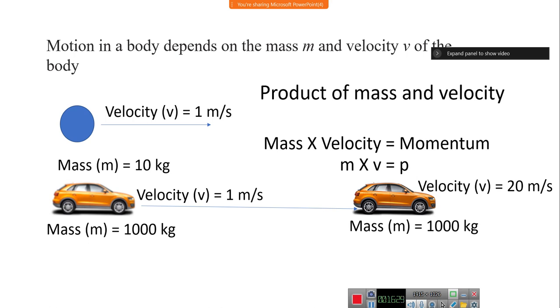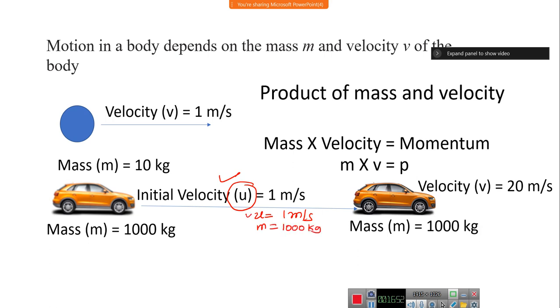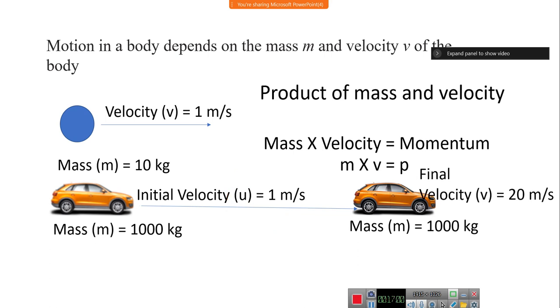Now, the velocity which the car has initially can be called the initial velocity. And what is the symbol you use for initial velocity? U, right? So we can straightaway write u equals 1 meter per second and m equals 1000 kg. U is velocity only, but initial velocity. And the final velocity is 20 meter per second, but the mass is 1000 kg.